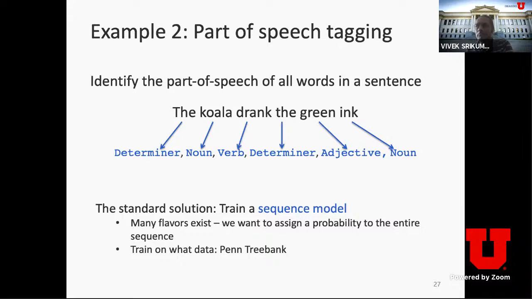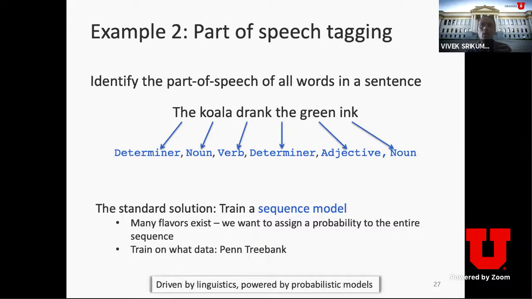To realize this idea, we need data. In this case, one of the data sets that exists is called the Penn Tree Bank. It's the oldest one of this kind, from '93, where a bunch of linguists wrote down the parts of speech for every word in every sentence of the Wall Street Journal from 1989. And so you can imagine it's a painstaking effort. But once you have that, we can start building models.